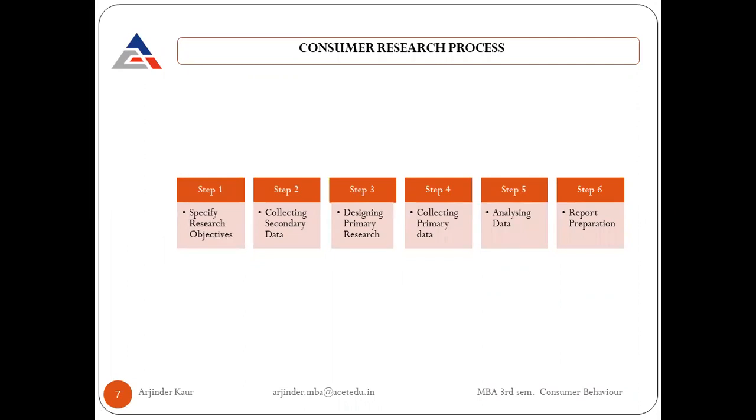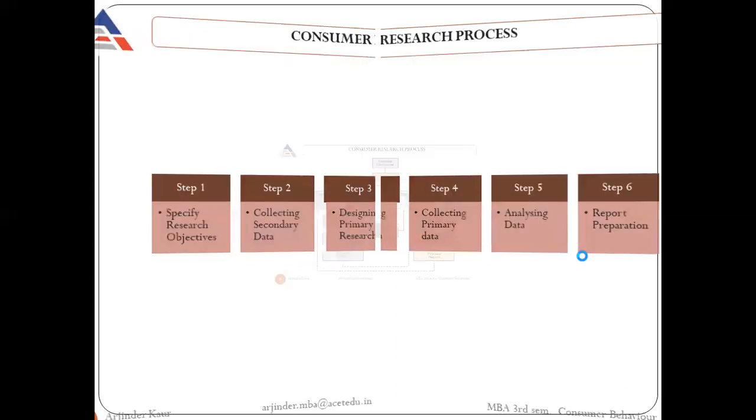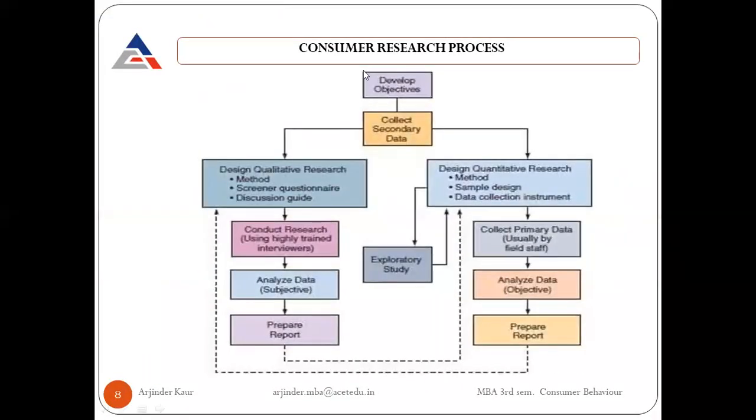Now we come to the next thing, which is called the consumer research process. It is a 6-step process wherein we start with specifying the research objectives, then collecting secondary data, then designing primary research, collecting primary data, and then analyzing data, and the last one is report preparation. So this is how we go about it. First of all, objectives are developed. Then we collect the secondary data.